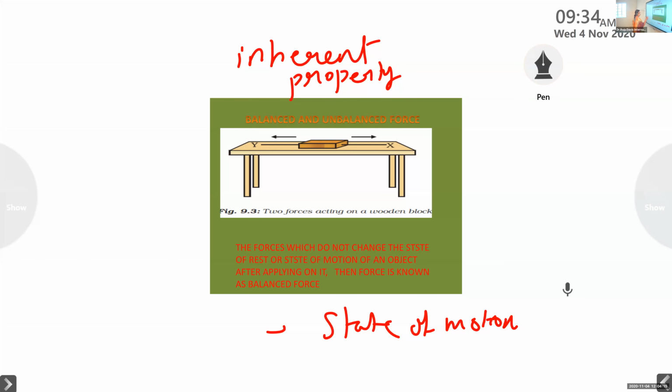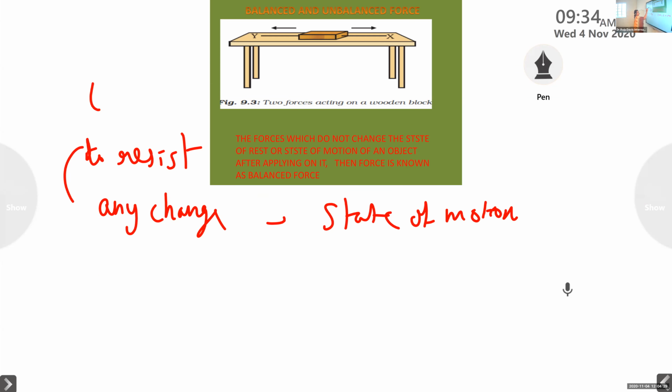Another way we can define it, it is a property to resist any change. You can also say it is a tendency. So any of the three ways you define the word inertia, it's okay. It is a property to resist any change in an object, or it is a tendency of an object to resist. So these are the three ways we can define inertia.